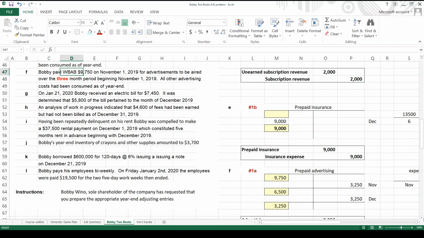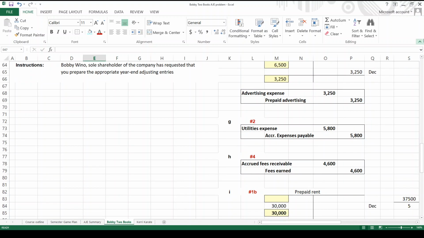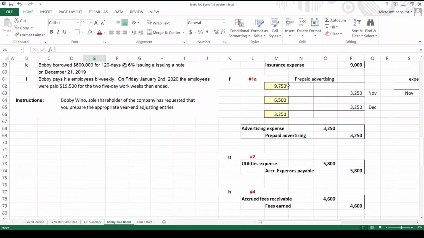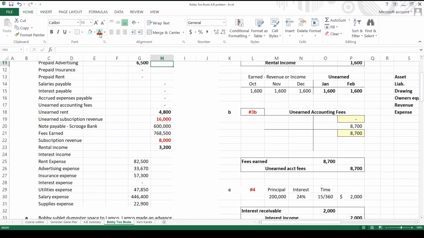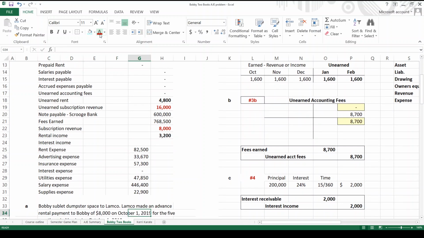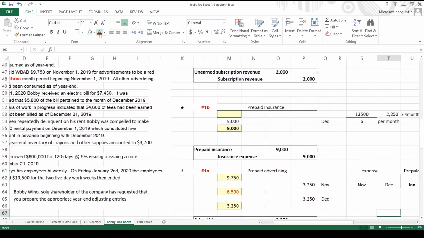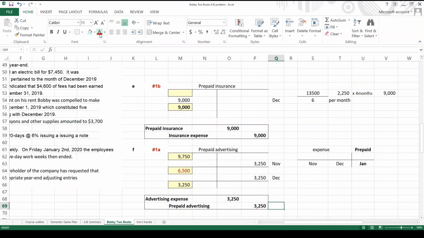Okay. So we paid WBAB this amount in November, and obviously November's already by the boards. So what's the deal? Like good solid accountants, we paid $97.50 in November, we adjusted out $32.50, leaving us with a balance in the account of $6,500. That should be the amount on our unadjusted trial balance, which it is. Okay, so what do we want to do? We want to knock off another month. So we adjust out another $32.50 in December.